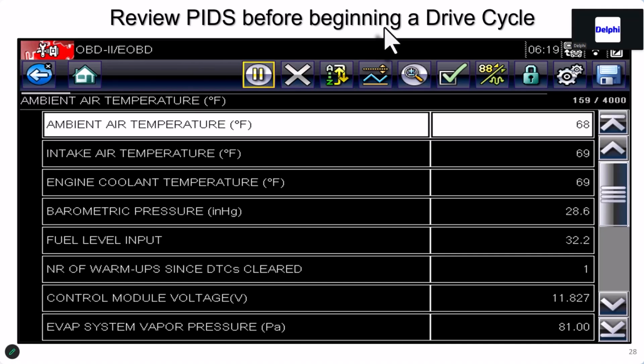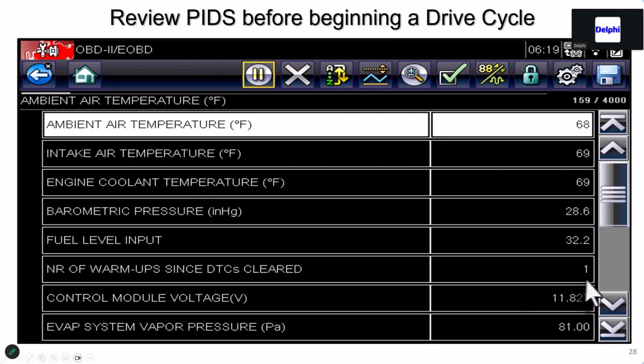Fuel level: some vehicle systems under 15% suspend the monitor test. EVAP suspends it on some cars at 100%. So keep the fuel level in mind, and make sure you have enough fuel in there to run your test. And that's very, very important.